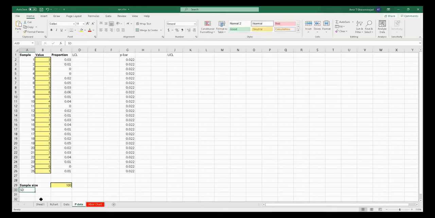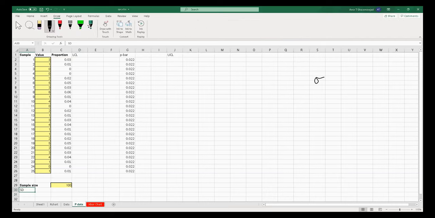I write it for you if you don't remember from your statistics class. Standard deviation of P bar is square root of P multiplied by 1 minus P divided by N. Many of you may remember that. So here, the best estimate for the proportion of faulty products in total is 0.22. So we find the square root of P bar multiplied by 1 minus P bar.